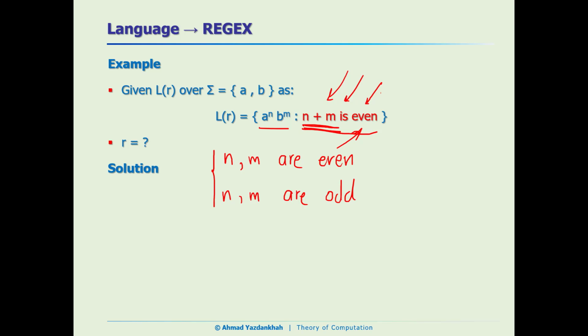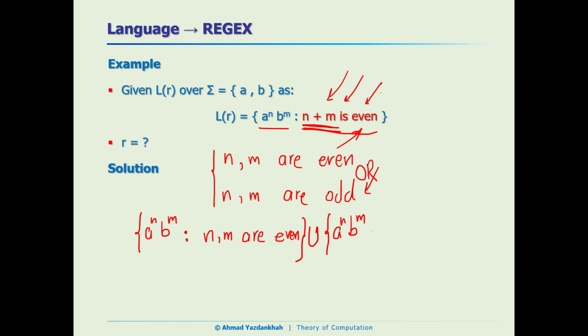That's a good hint to break this language into two languages. How? The first language would be A to the N, B to the M, such that N and M are even. Between these two, there is an OR, so we translate that OR to union. The second is A to the N, B to the M, such that N and M both are odd.